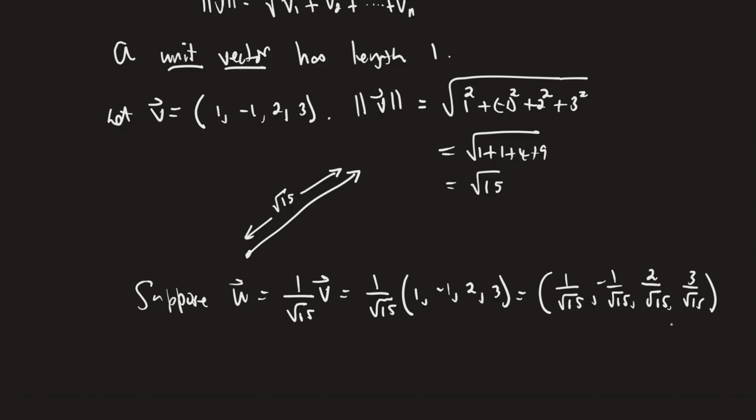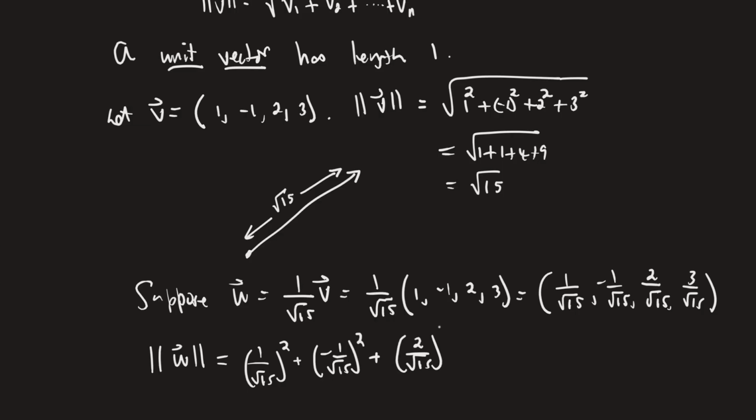So that's a new vector, but we know just by our properties of scalar multiplication that these two vectors act in the exact same direction, but they clearly can't have the same magnitude, right? It should be pretty clear. But let's verify. Let's check to see what the norm or length or magnitude of this new vector is. Well, we've got to square each of these components. So we'll have 1 over root 15 squared plus -1 over root 15 squared plus 2 over root 15 squared plus 3 over root 15 squared, and all of that under a big square root.